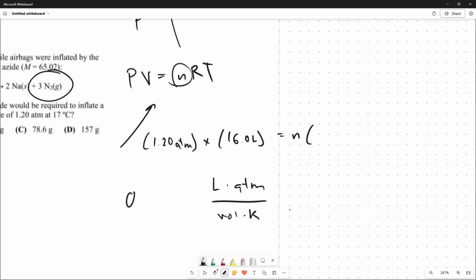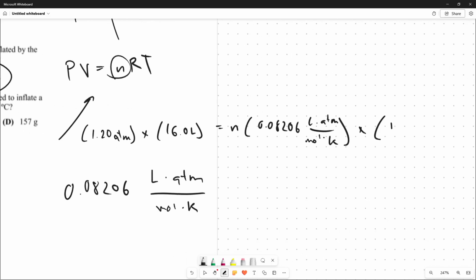So that's going to be 0.08206. Instead of trying to just somehow get that, just memorize this, because this will probably be used multiple times in your lifetime. 0.08206 is going to be our gas constant. So there we go. And then finally we have to convert Celsius into Kelvin. 17 plus 273.